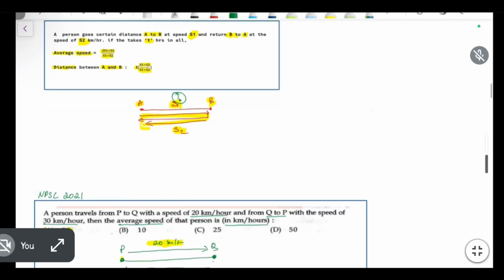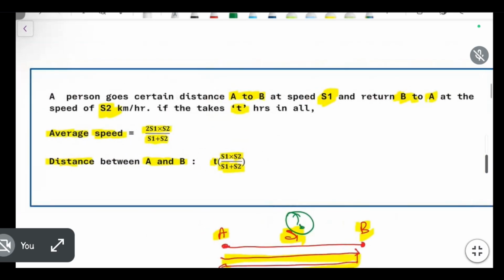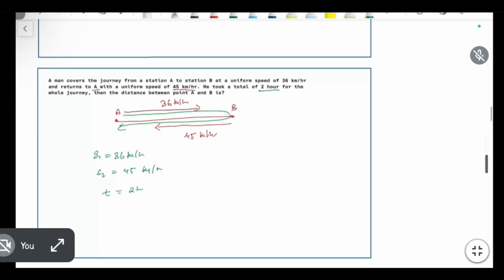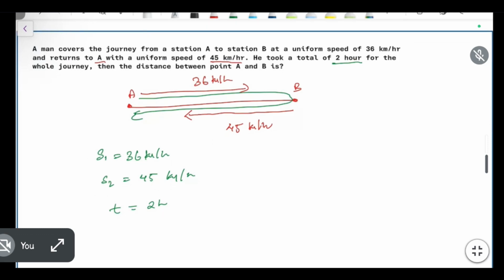Do you remember the formula that we have explained earlier here? The formula is this. The distance between the 2 points A and B is the same as before, with only one thing extra: you remove 2 here and you put t here. That's the only thing. So I'll use that formula here. The distance is nothing but t into speed 1 into speed 2 divided by speed 1 plus speed 2.